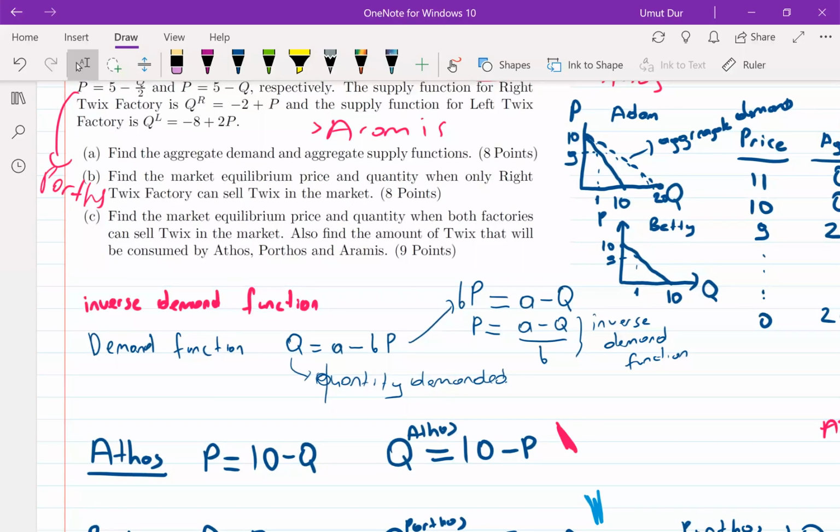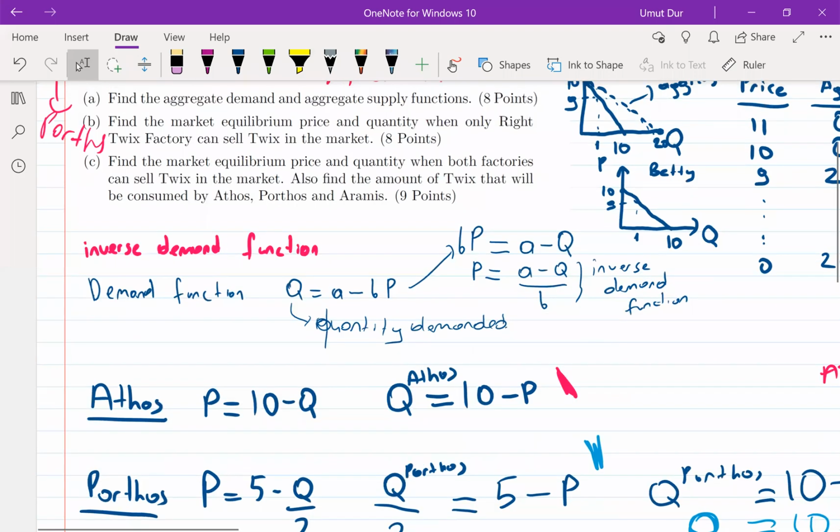So we have finished the first part of the question. Any questions so far? No. Good. Then I will continue with the second part of the question.